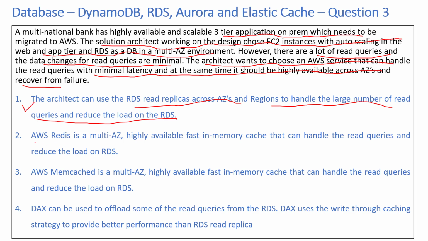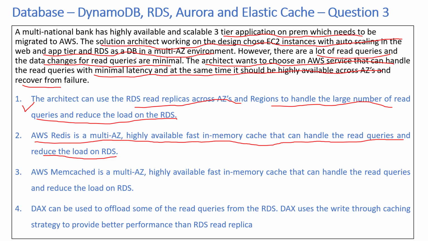AWS Redis is a multi-AZ, highly available, fast in-memory cache that can handle read queries and reduce the load on RDS. So yeah, Redis is actually an in-memory cache which can handle read queries. And especially it says that the changes to the read queries are minimal.